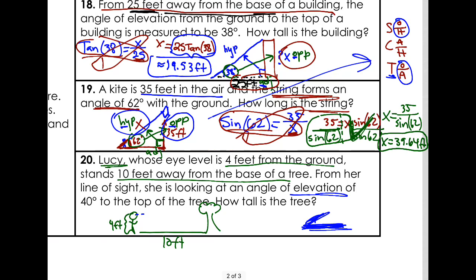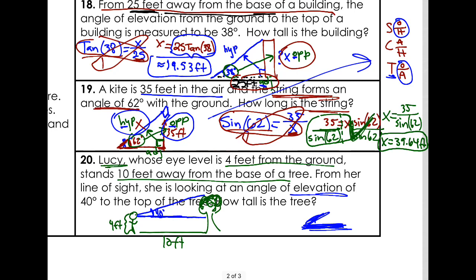So she's looking, I kind of made her the size of the tree, but let's see. If I could draw a line that makes somewhat of sense. We'll pretend our tree's a little taller than it is, because she wouldn't be the same height as the tree. Okay, so she's looking at the top of the tree, and it says that her line of sight is an angle of elevation, so I'm going to drop a line here. The angle is 40 degrees.